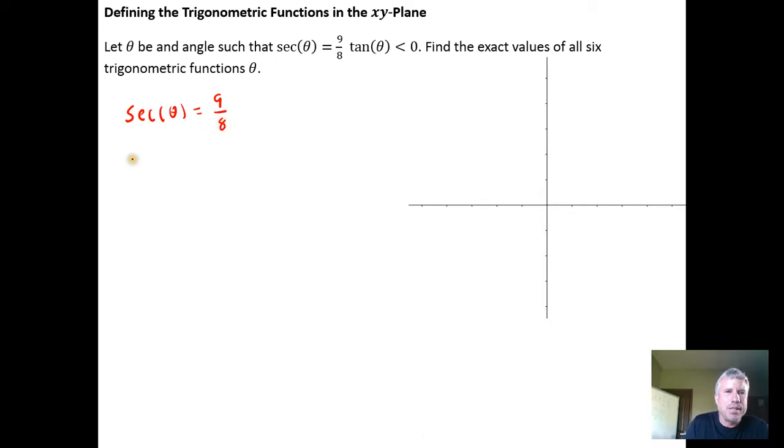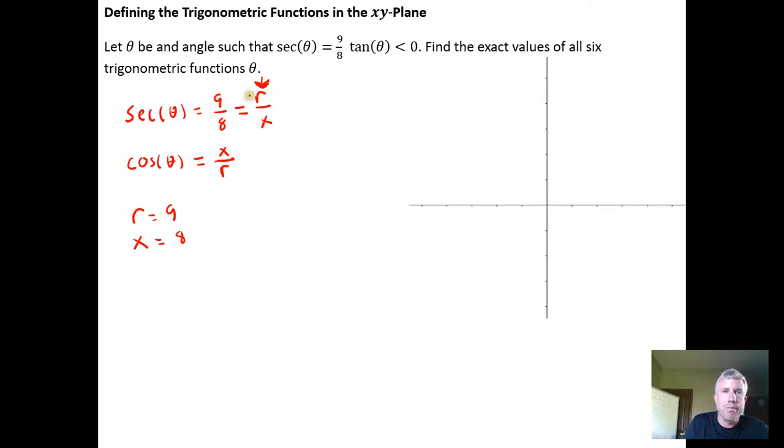We need to remember that the secant is the reciprocal of the cosine function, and the cosine function is defined to be the x-coordinate divided by the hypotenuse or the radius. So the secant function has to be the radius divided by x. So what we can see from this is that because the radius, the hypotenuse length, is always positive, if the radius is 9, x must also be a positive number, because if x were negative, we would get -9/8. So x is 8, r is 9.